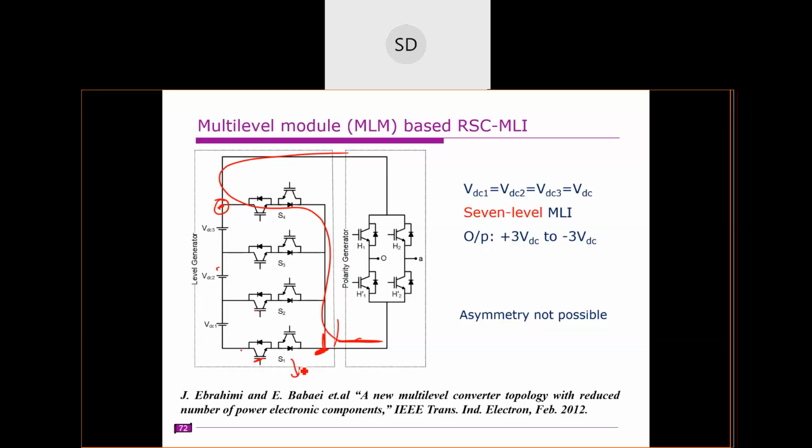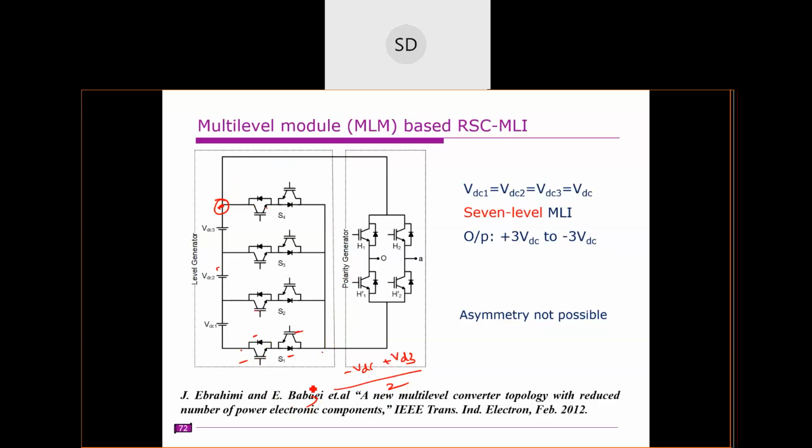So this entire thing, or two devices, will share VDC1 plus VDC2 plus VDC3. That means each one will share half of this voltage. That means the diode will share half of the voltage, and here only this diode and this switch are conducting, right? So each one will share half of this voltage, because these two are connected in series, right? So that is the drawback.